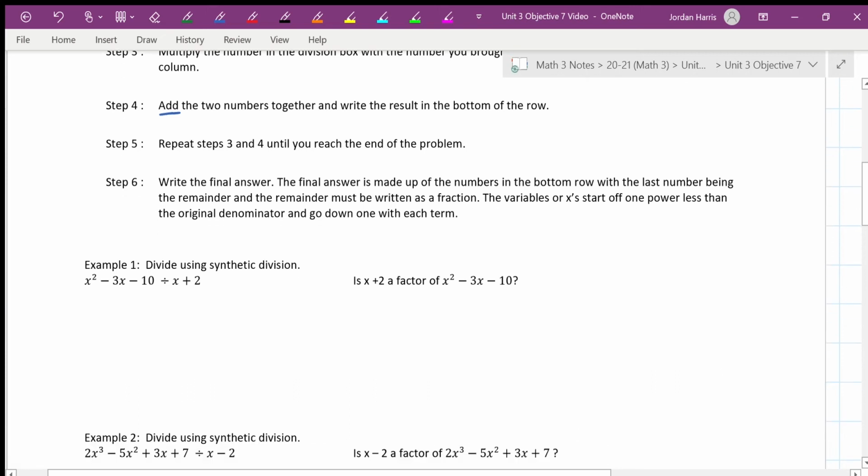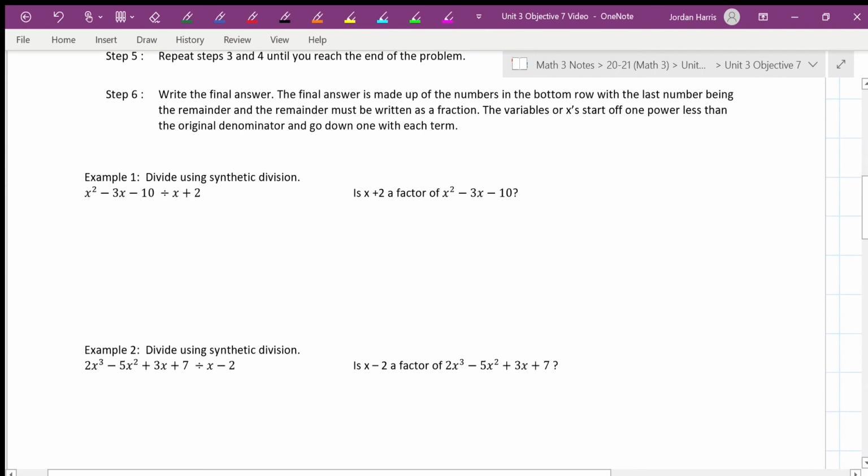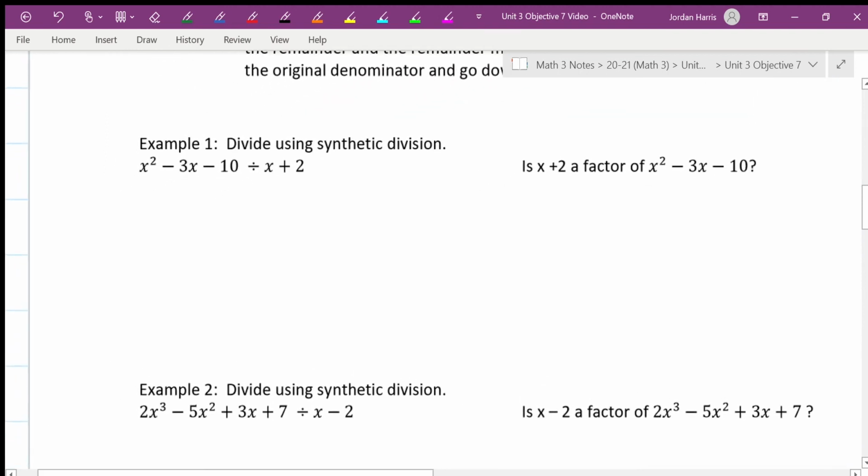And then step 6, write the final answer. The final answer is made up of the numbers in the bottom row, with the last number being the remainder, and the remainder must be written as a fraction. The variables, or x's, start off 1 power less than the original denominator and go down 1 with each term. Okay, that's a lot, but we'll talk about it. Once you see it, it's not too difficult actually.